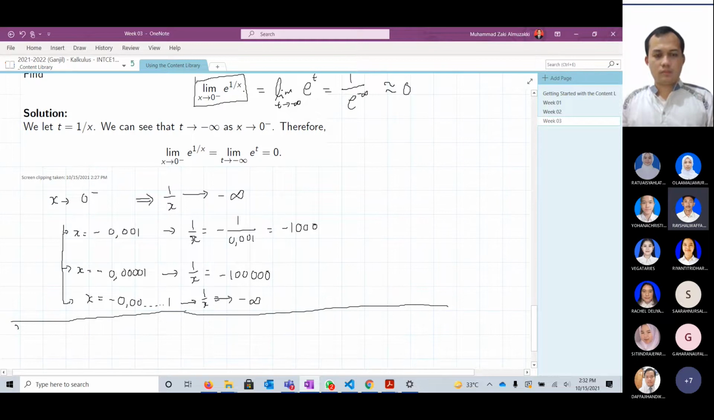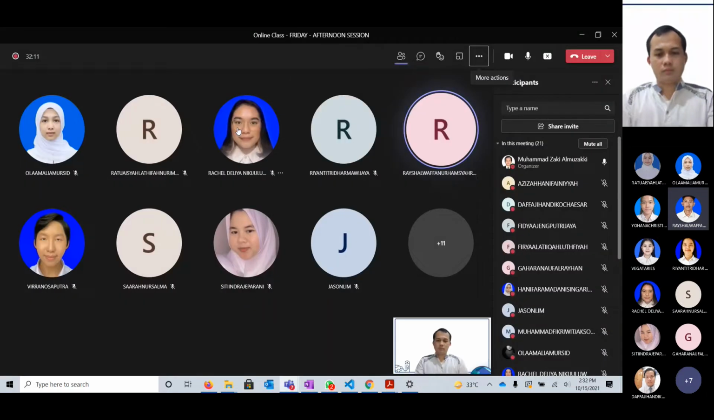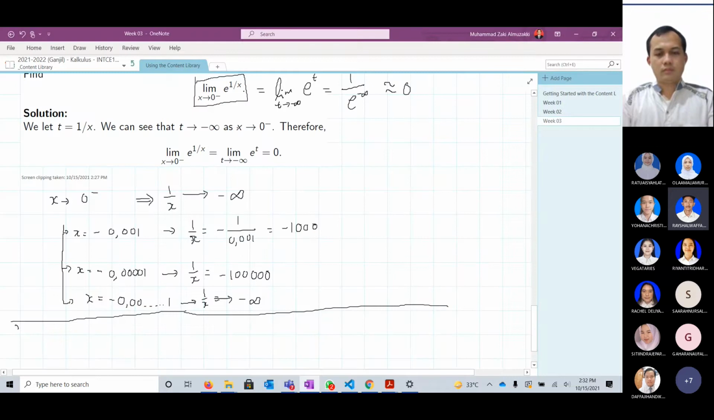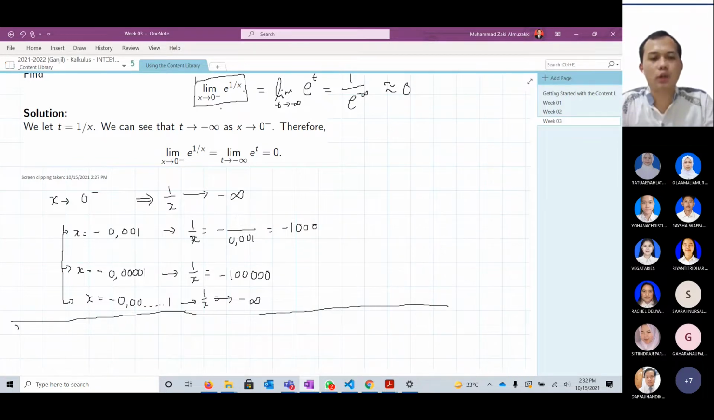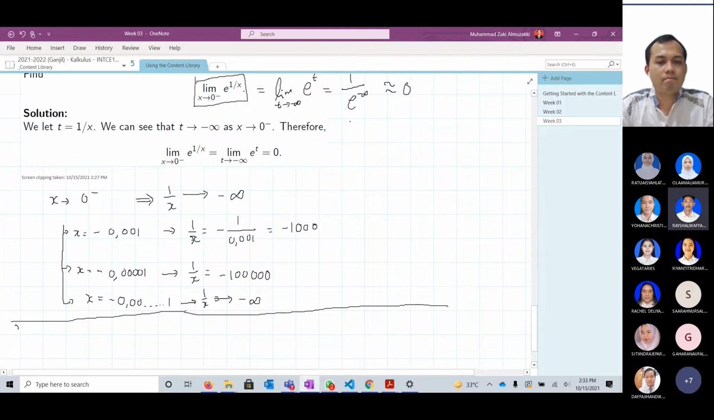Sir, ini kan ke negatif tak hingga ya. Apakah begitu pun sama untuk ke positif tak hingga? Oke. Ke positif tak hingga itu misalkan x menuju 0 dari kanan, maka 1 per x akan menuju berapa? Tak hingga? Akan menuju positif tak hingga ya? Iya, tak hingga. Nah, berarti kalau misalkan tandanya adalah plus, maka kita bisa ubah menjadi t menuju positif tak hingga, begitu. Bisa dipahami? Bisa, Sir, bisa. Thank you.